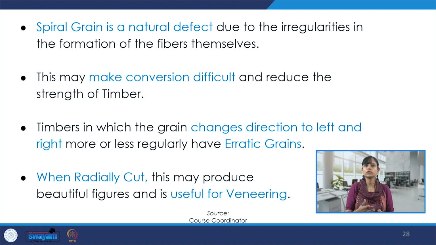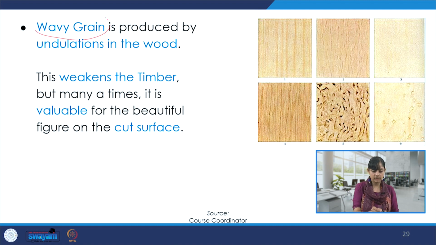Here in this case, we are talking about timber. So spiral grain is actually considered a natural defect, and it has irregularities, it may make conversion difficult, it may reduce the strength of timber, and timbers in which the grain changes direction to left and right more or less regularly have erratic grains. When radially cut, this may produce beautiful figurines, so sometimes we can use this defect as an advantage. Then there is wavy grain that we talked about, and it is produced by undulations in wood. It also weakens the timber.